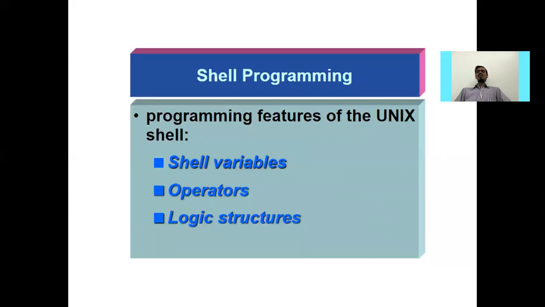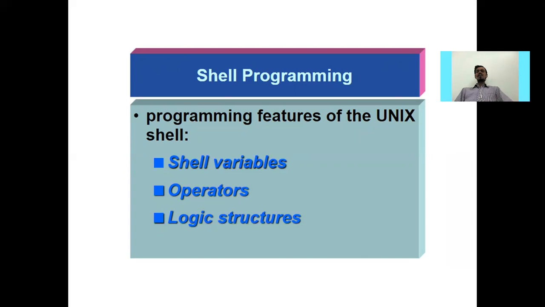Next is shell programming. There are different features of the Unix shell, some listed below. First is shell variables. Shell variables are variables that store the value of some token in memory, which is used for later use.